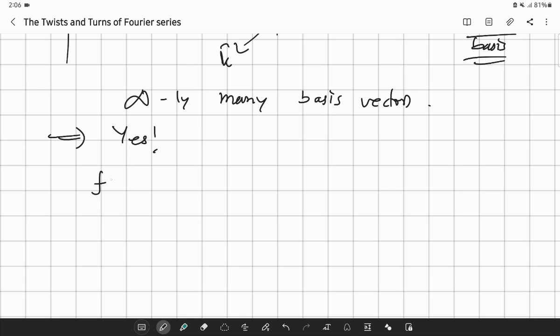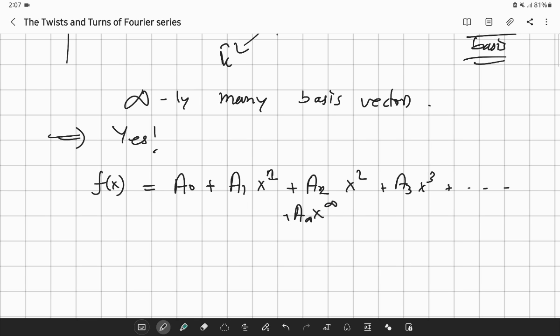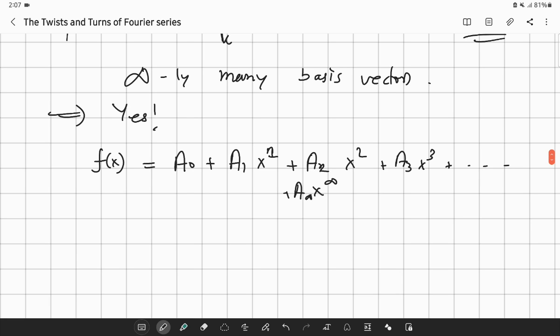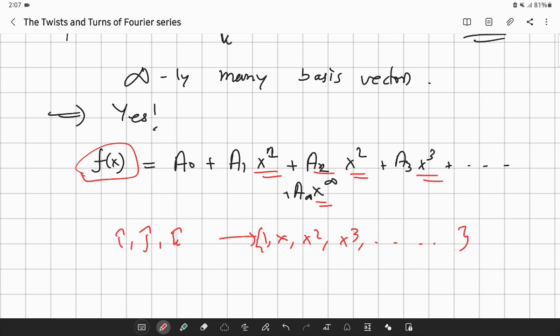So you've seen the Taylor expansion of functions, which is a0 plus some coefficient a1 times x raised to 1 plus a2 x raised to 2 plus a3 x raised to 3, and so on. You have a polynomial of infinite order. So what you are doing there, without even knowing, is expanding a function in polynomial basis. Your basis vectors i, j, and k are 1, x, x squared, x cubed, and so on. Polynomials.